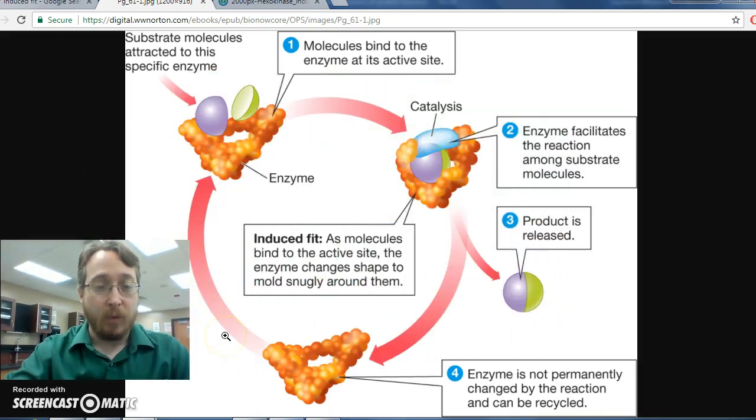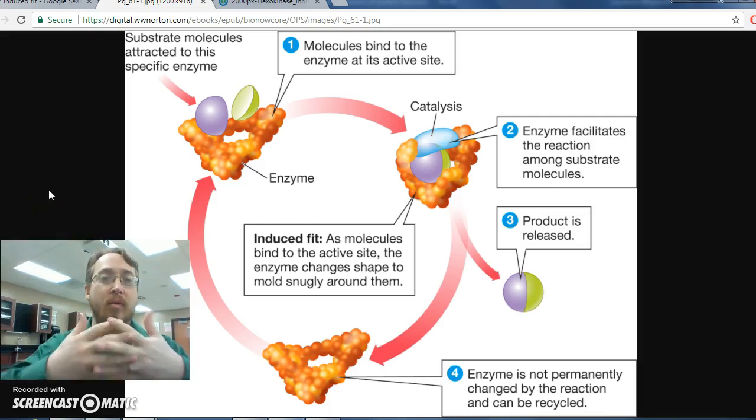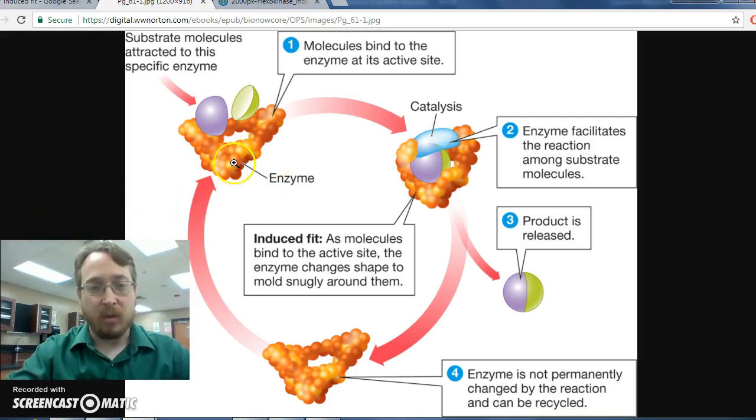So, first, the A. The protein, in this case our example is an enzyme, but it's true of other proteins, attracts its target particle. Now, because there's an enzyme in this example, the target particle is called a substrate. And the target particle is able to be attracted to the protein based on its specific polarity and shape.